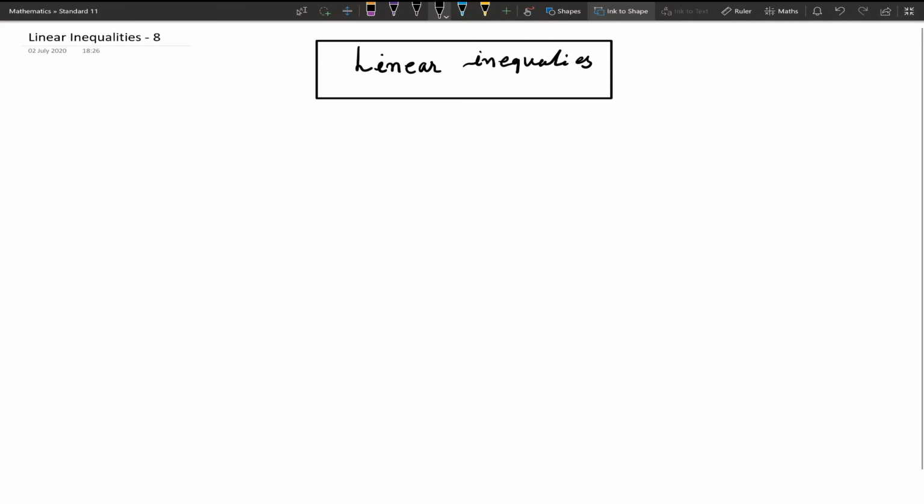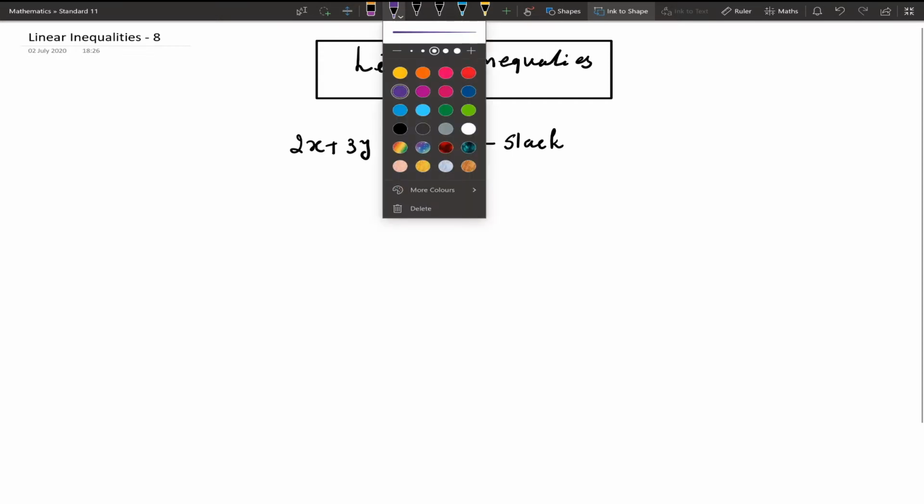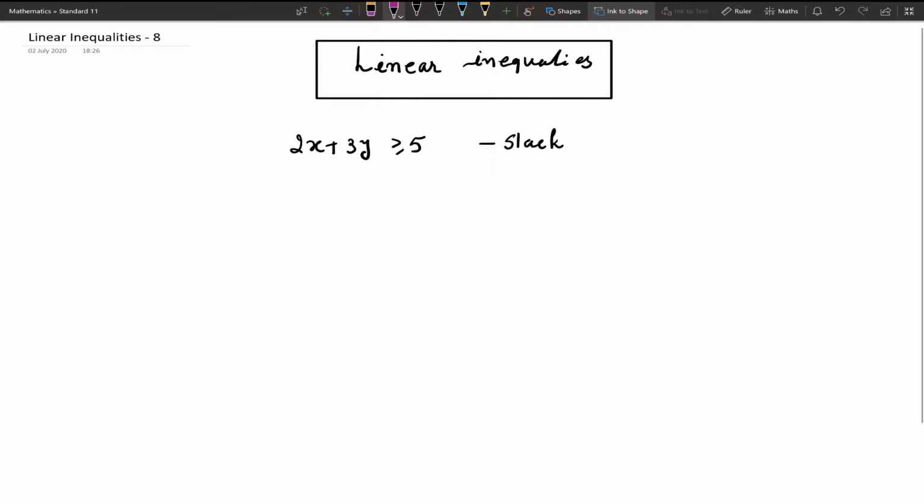First, note that whenever we have a slack inequality, for example 2x plus 3y greater than or equal to 5, the solution part will also contain points of the line. So in such a case, to denote the solution, we use the words closed half plane.